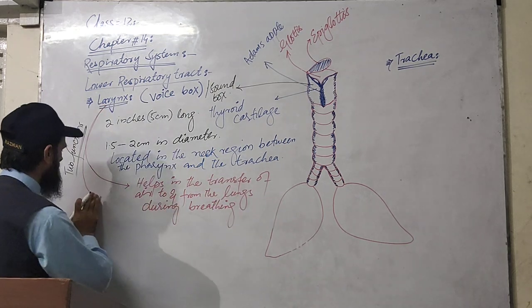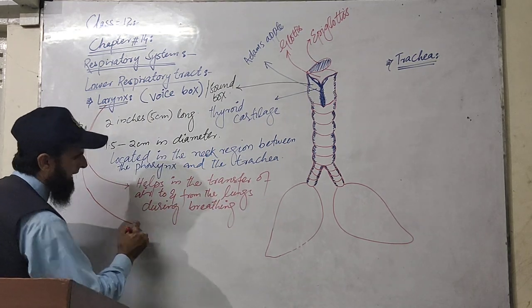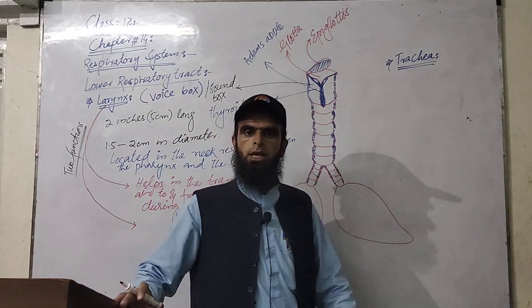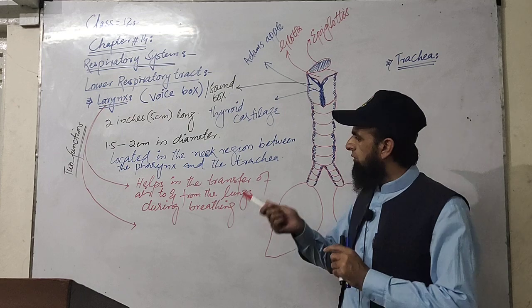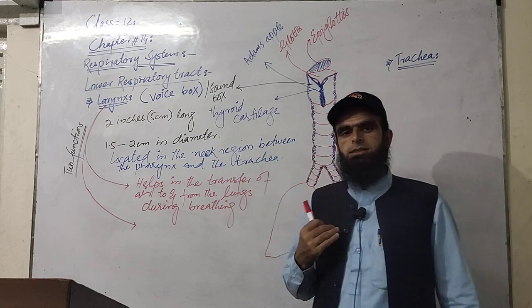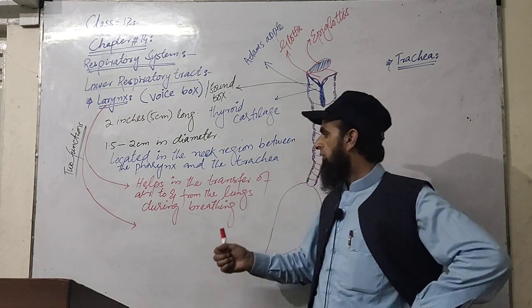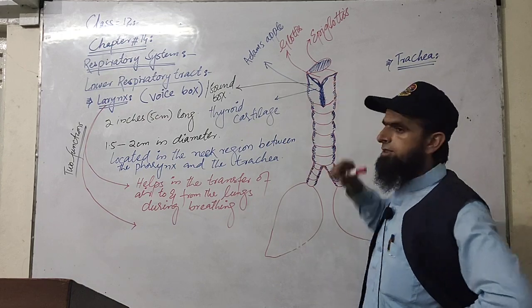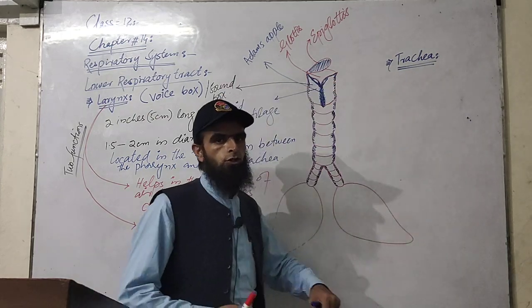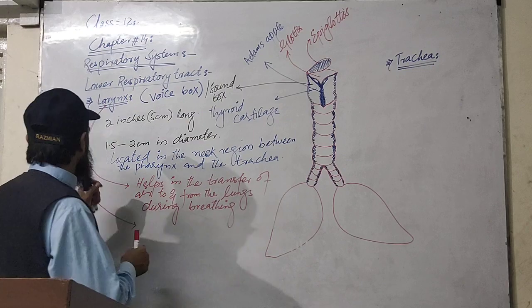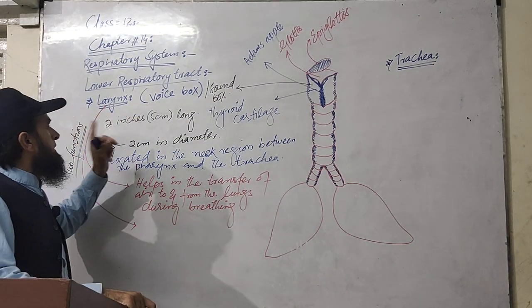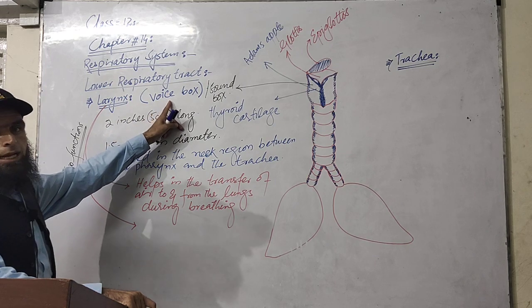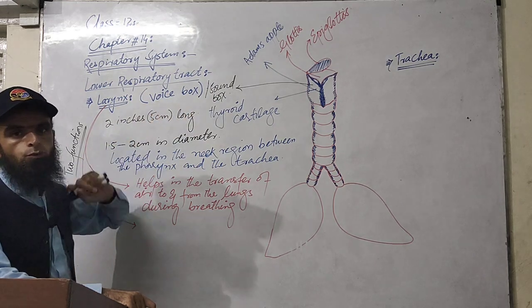For example, during breathing, when we inhale air containing oxygen, or when we exhale air containing carbon dioxide, both inhalation and exhalation are performed through the larynx. The larynx provides a pathway for that. Now, the second function of the larynx is concerned with its second name, that is voice box or sound box.